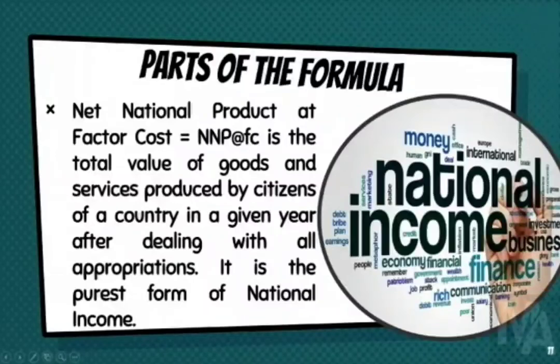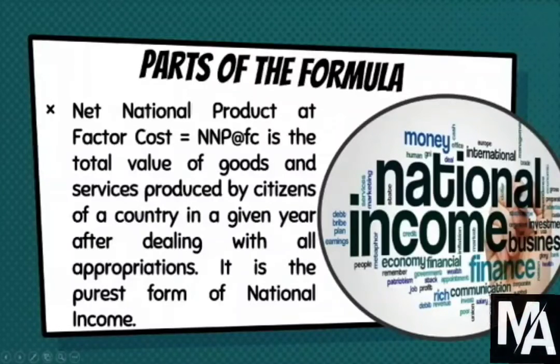We move to the final part of the formula. After doing this appropriation, we get the final product, that is net national product at factor cost, in simple terms NNP at FC. This is the total value of goods and services produced by citizens of a country in a given year after dealing with all the appropriations which I have explained earlier. It is the purest form of national income, and this is what national income is supposed to be.